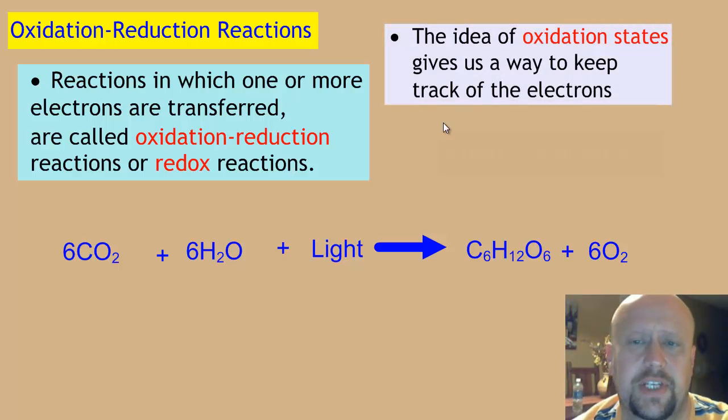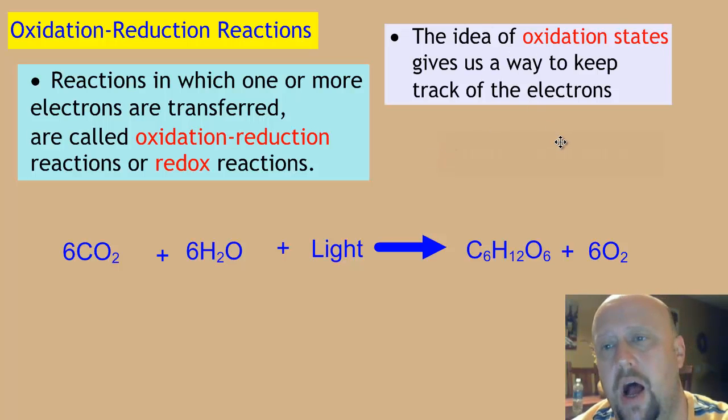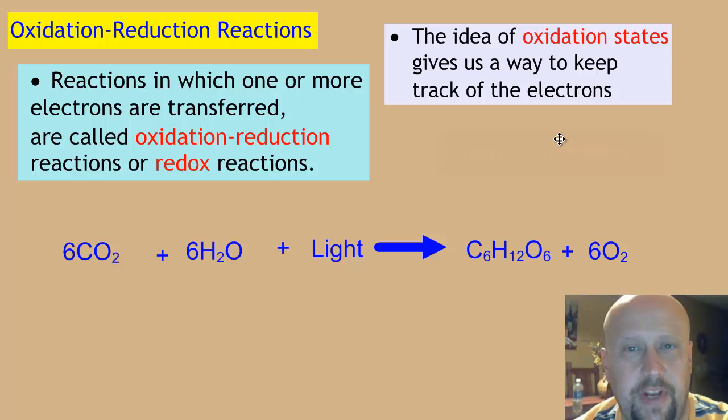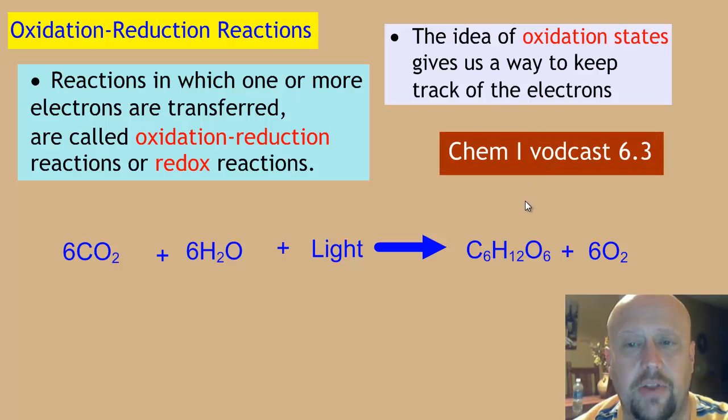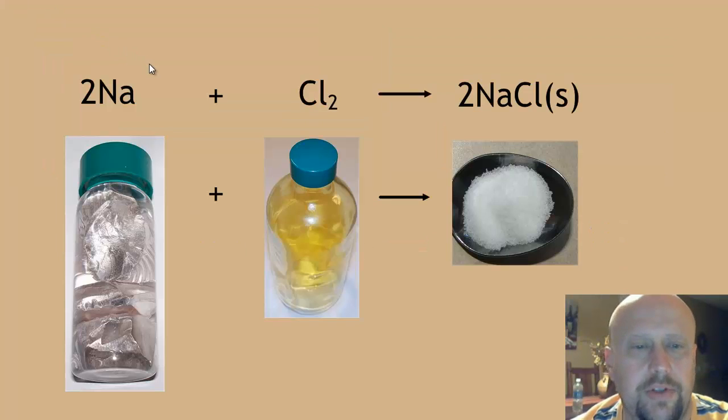One of the easiest ways for us to keep track of where the electrons are going is something called oxidation states or oxidation numbers. We're not really going to go into that in this video. I'm going to use them, but I'm not going to talk about how we find them. If you need some help on how to find those, you can go back and look at your Chem 1 vodcast 6.3, and it has all the rules in it. I'm going to assume your knowledge of that as we go on in this video. So let's just look at a regular reaction.